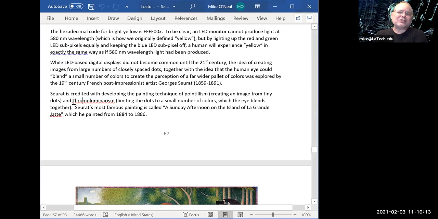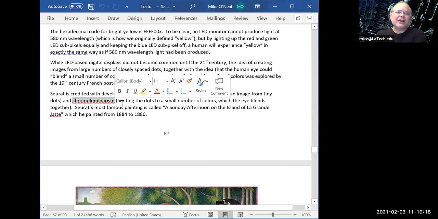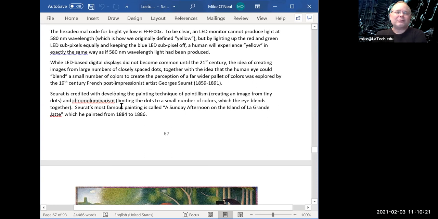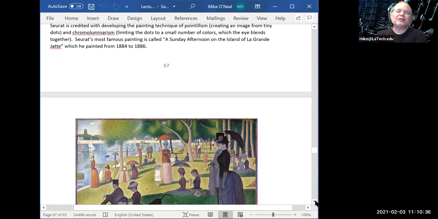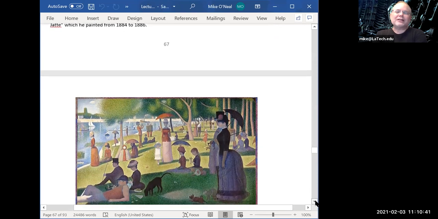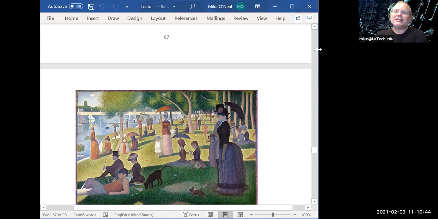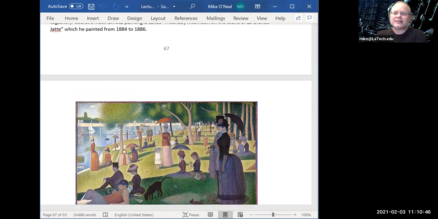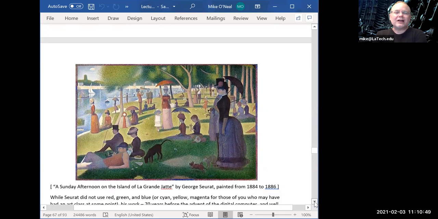Now I have a hard time saying this, but his idea about the blending of colors, where you use a small limited number of colors and put dots close to each other, and your eye would blend them together, he called that chromoluminarism. Like I said, I have a hard time saying that, but he demonstrated it on a painting called A Sunday on the Island of La Grande Jatte, which he painted between 1884 and 1886. And here's what that looks like.